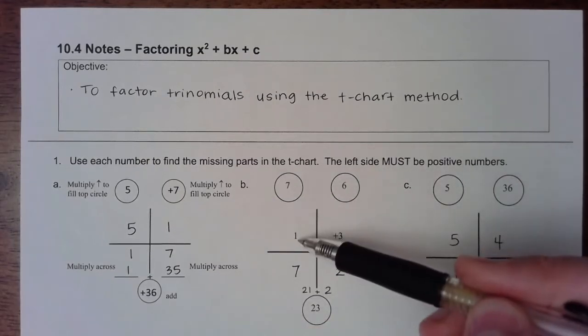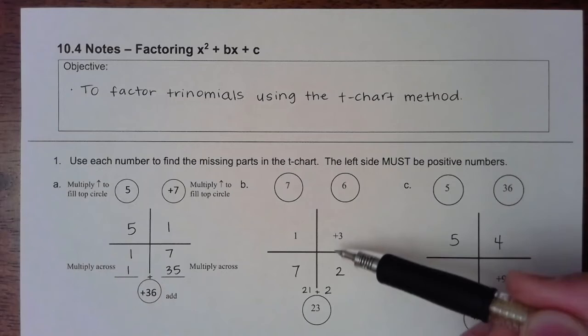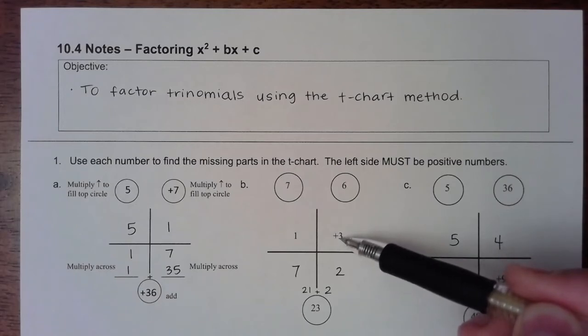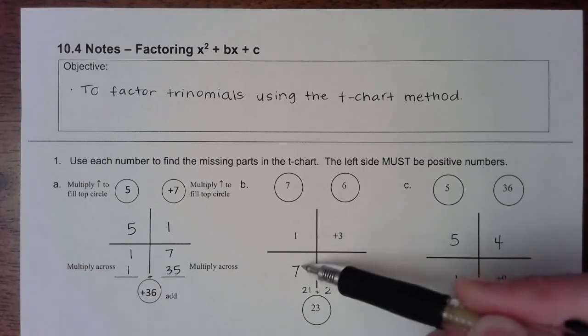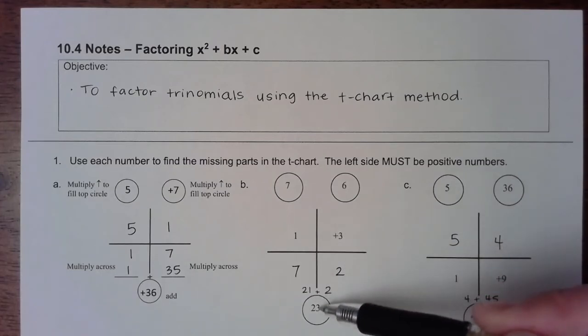If this number is the number 1 and this is the number 7, 1 times 7 gives you 7, 3 times 2 gives you 6, and then you multiply the ones that are across from each other. So 3 times 7 is 21, 1 times 2 is 2, and 21 plus 2 gives you 23.